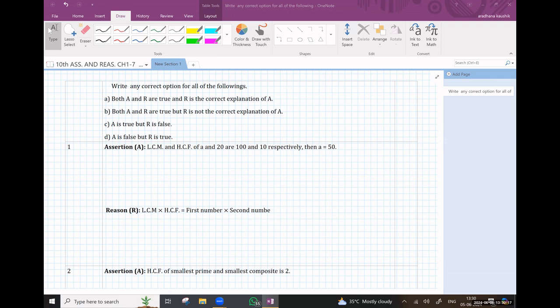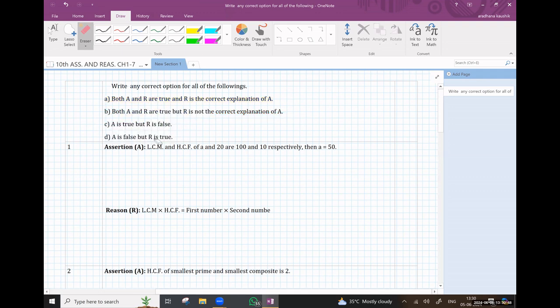So as we know, in assertion and reason, we got 4 options. Here the first option is both A and R are true and R is the correct explanation of A. B option, both A and R are true but R is not the correct explanation of A. Next is A is true but R is false. The other one is A is false but R is true. So let's start the question now.